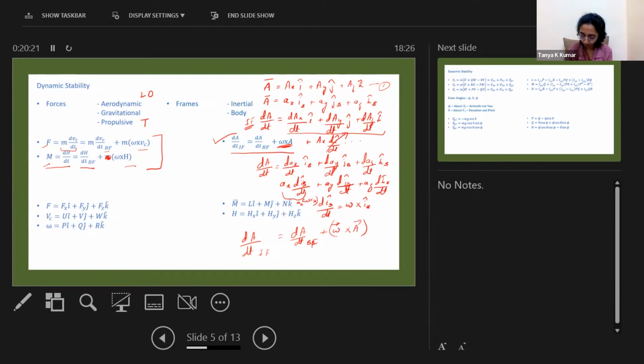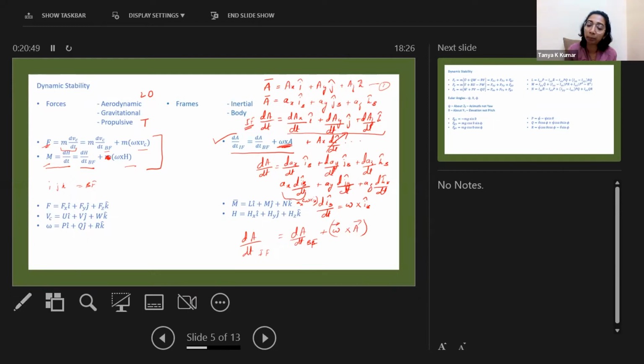That is F. F is the force. So this F, when you resolve it in your body frame, okay, so here IJK are body frame. So when you represent it in the body frame, you have three components, that is Fx, Fy, Fz along the three axes. Similarly, for Vc, you have UVW. For omega, you have PQR. All this is in the body frame.